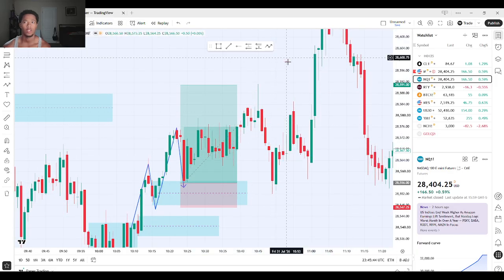And so this is the difference between the three market conditions: uptrend, which is a bullish trend; downtrend, which is a bearish trend; and the consolidation, the chop range. This is how you trade those different market conditions.